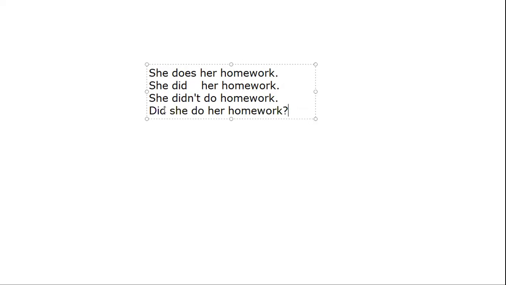Entonces aquí estamos usando el auxiliar did, pero este do que está aquí, este do y este otro do que están acá, estos indican la acción de hacer una cosa, ¿sí? Y el auxiliar did aquí solo está indicando que el verbo está en pasado, ¿sí?